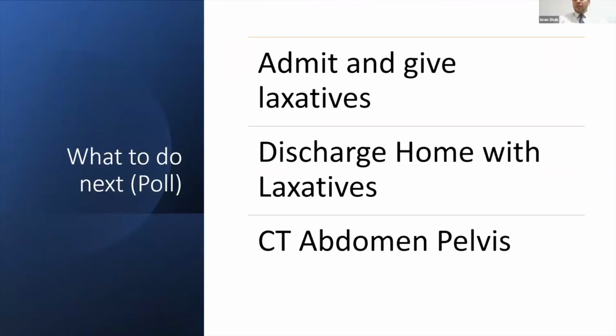So we've got a bit of a background of the patient, and we've seen the initial radiograph, and let's see what we need to do. Shall we admit this patient and give some laxatives, because we think it's just a bit of constipation? Or shall we discharge this patient home and give some laxatives and see what happens? Or do we have enough evidence in terms of his history and the abdominal X-ray that we should proceed to cross-sectional imaging in terms of a CT abdomen pelvis with contrast?